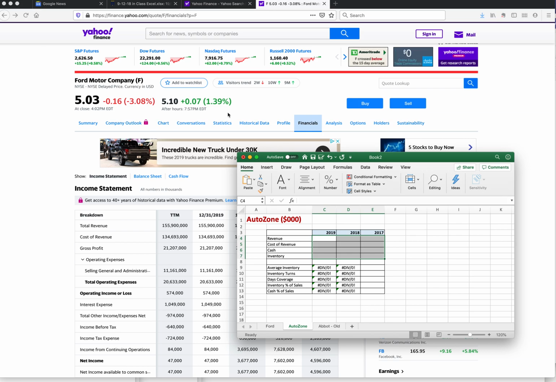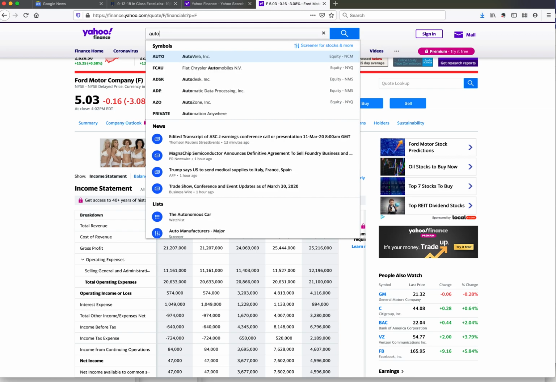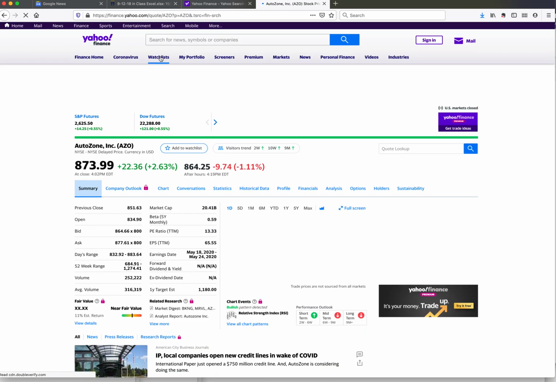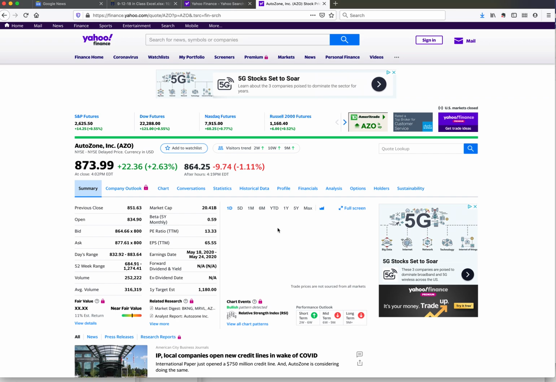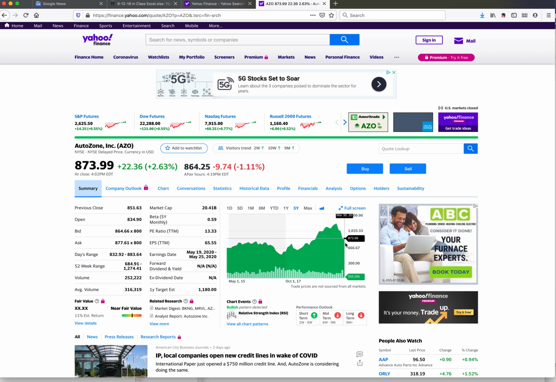So I go back up here and I'm going to search for AutoZone. AZO is the symbol. Let's see how their stock fared. Their stock did not go down. I'm looking at just one day, but let's look at 5 years. It did suffer a drop. From January 1, it's just been steadily downhill because of this COVID thing, I guess.